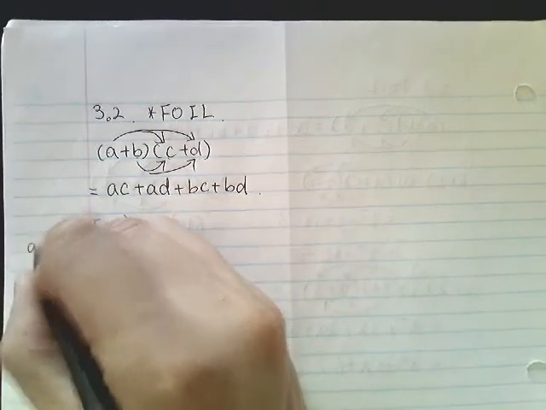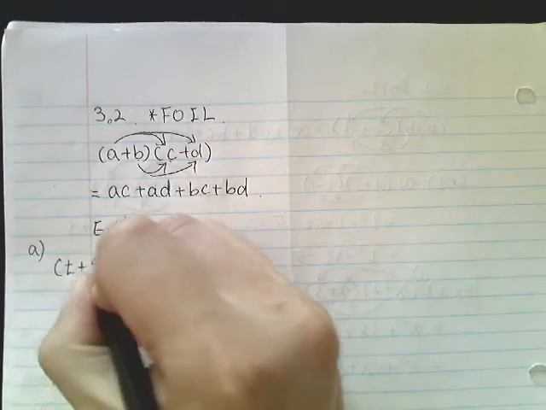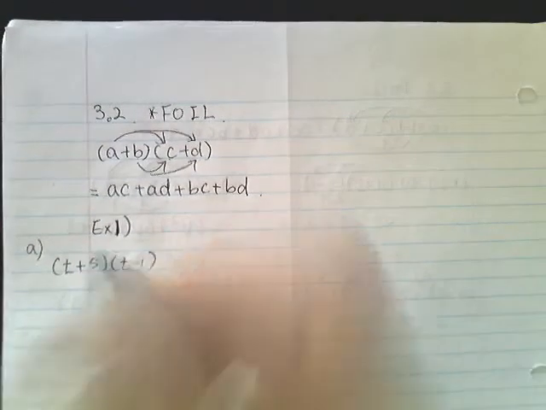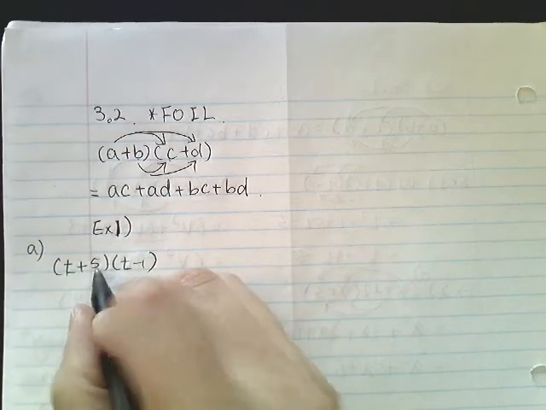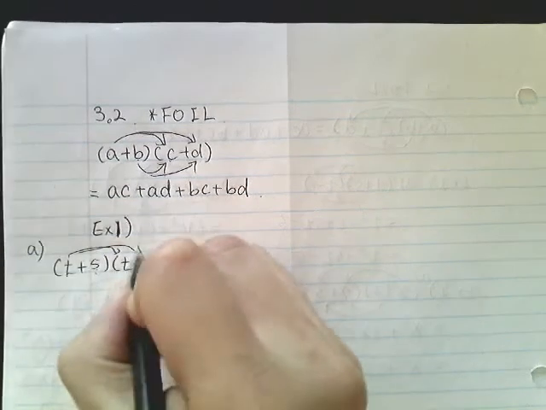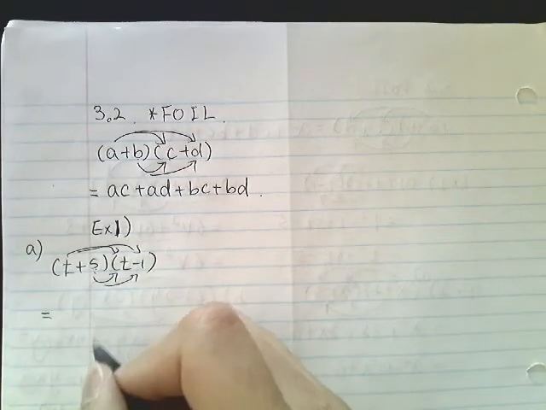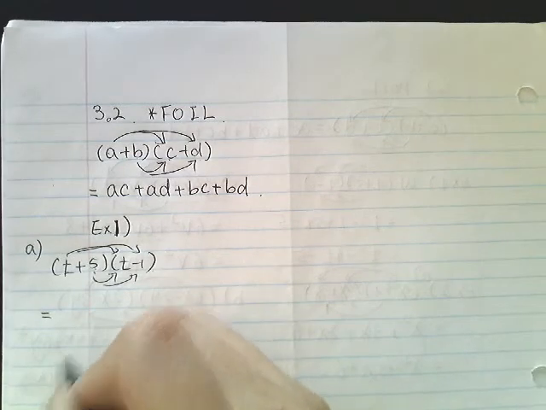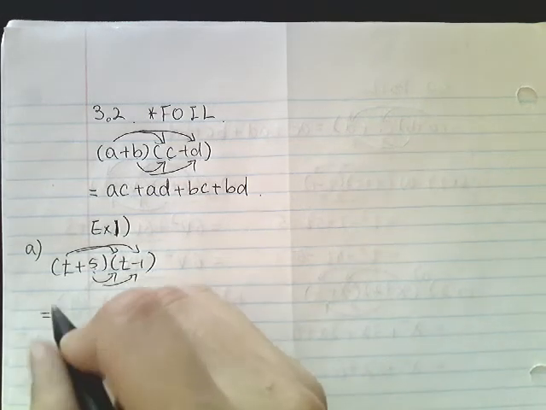So we have example 1a. Example 1a is t plus 5, t minus 1. So when we have t plus 5, which is a binomial with 1 and 2 terms, with another binomial t minus 1, we draw the arrows. Make sure you do the arrows, okay? You must do it. There's no harm to it. I don't think it's going to take you more than 10 minutes or so to draw the arrows. So let's draw the arrows.